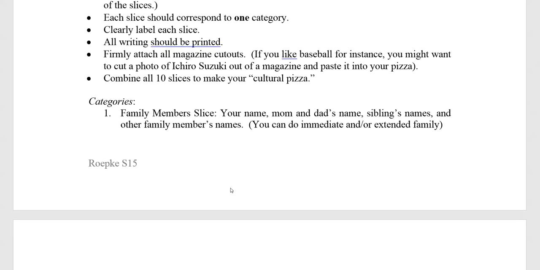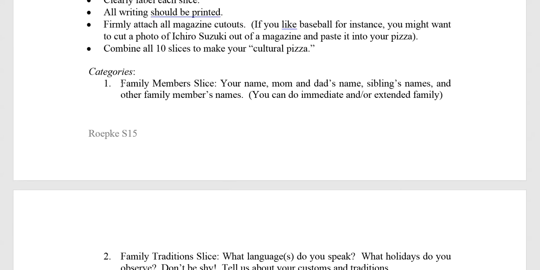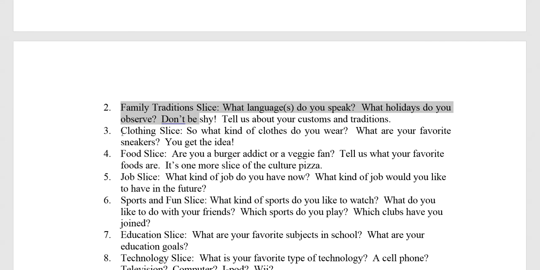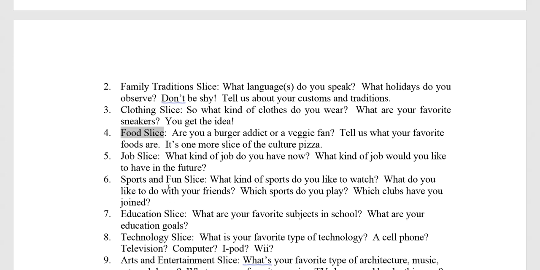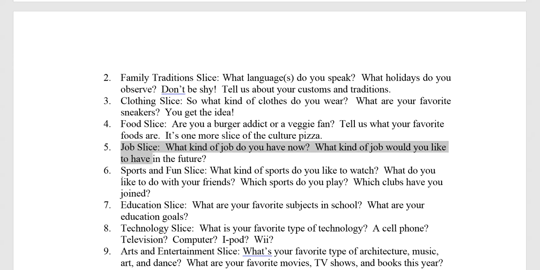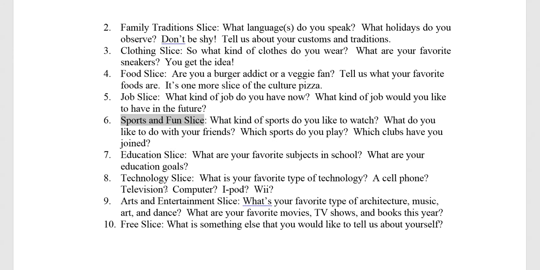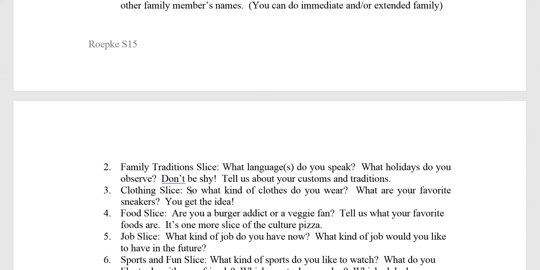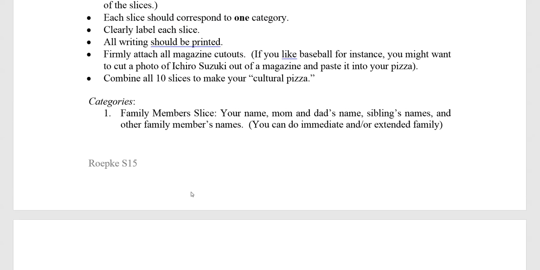So we have a category or a slice of pizza related to your family members. We also have one related to family traditions, another one to clothing. We're looking at your food preferences, job, sports and fun. We have education here, followed by technology. Number 9 is arts and entertainment. And the last one is a free slice. All right. So each one of these categories is going to apply to a slice of the pizza in your end project.